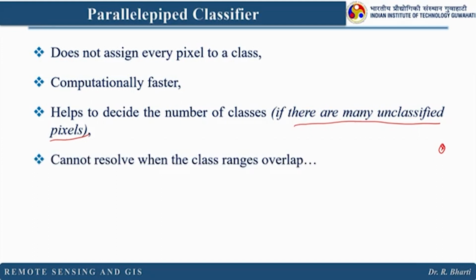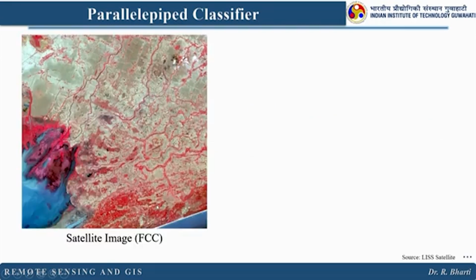And it cannot resolve when the class ranges overlap. If there is an overlap in the class range, it will not resolve that problem, because this method has its own limitation, right?